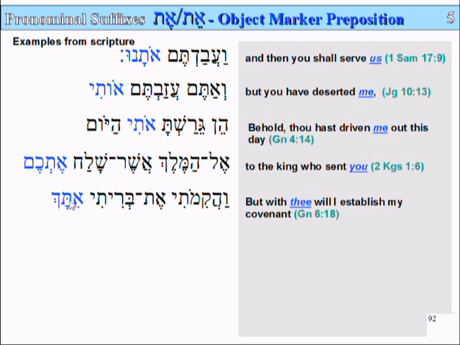So this is with. These are pronouns, us, me, and you. This one, however, is the with. Remember I said if it has the hirik at the bottom, this is not you, but with you. Etach.